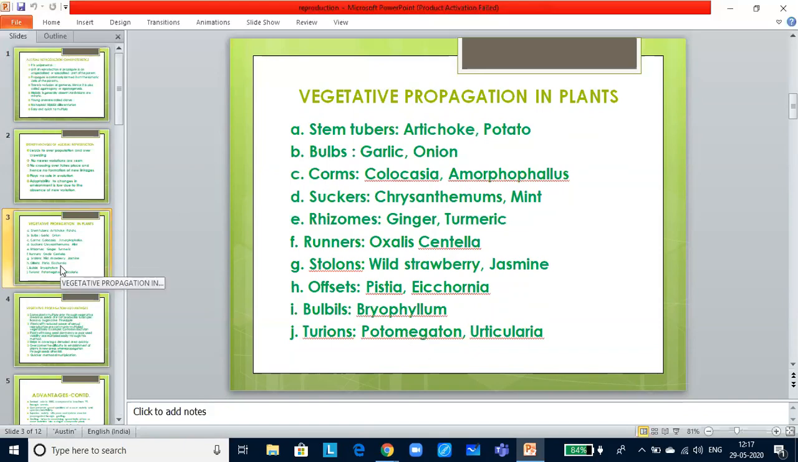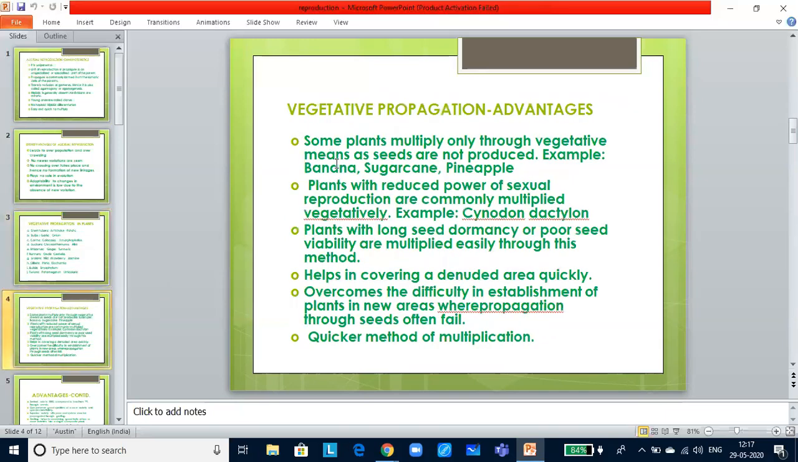Now, with this, we complete asexual reproduction and vegetative propagation. Now, what are the advantages of vegetative propagation? You might wonder what is the need. The need is that some plants multiply only through vegetative propagation because they do not produce seeds, as in banana, sugarcane, and pineapple. Plants which have a reduced power of sexual reproduction can be multiplied very easily by vegetative propagation. Example, Cynodon dactylon.